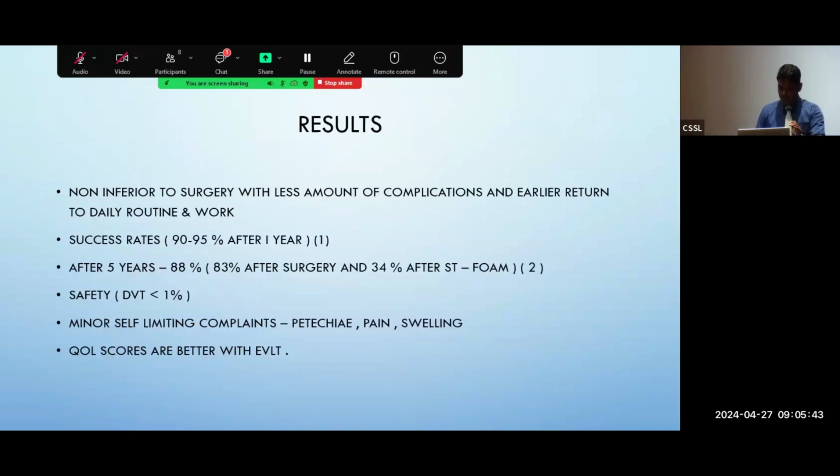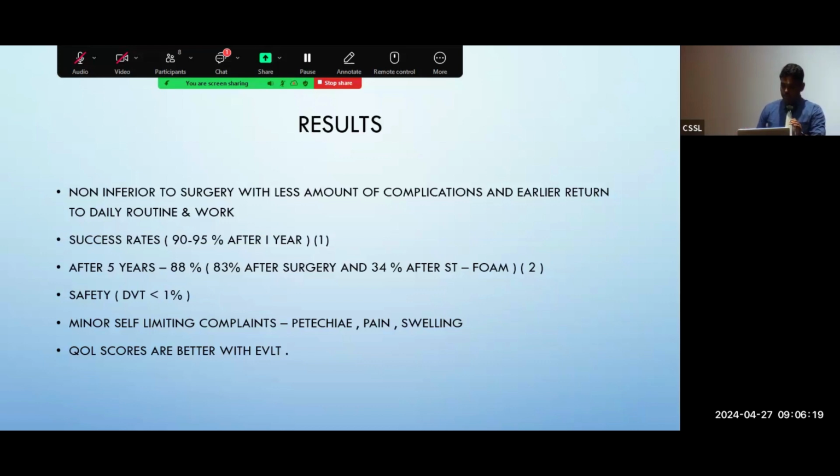All right, so results. This is the most important slide about EVLT, which is non-inferior to surgery in terms of efficacy, which has been shown in a lot of studies. The success rate of EVLT after 1 year, about 90 to 95% occlusion rates I'm talking about, is comparable to surgery. And after 5 years, it is about 88%. And it's more or less comparable with surgery, and obviously better than foam injections.